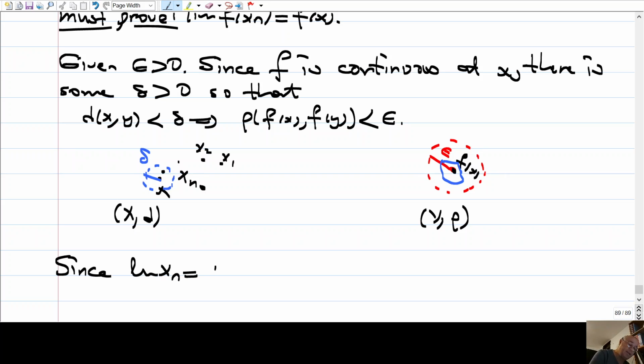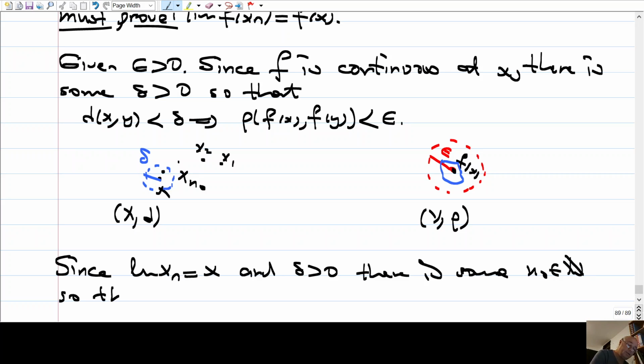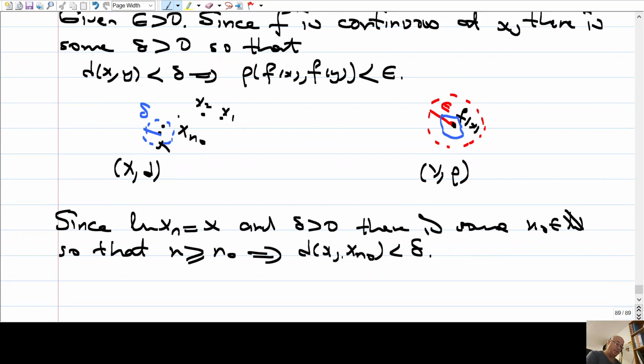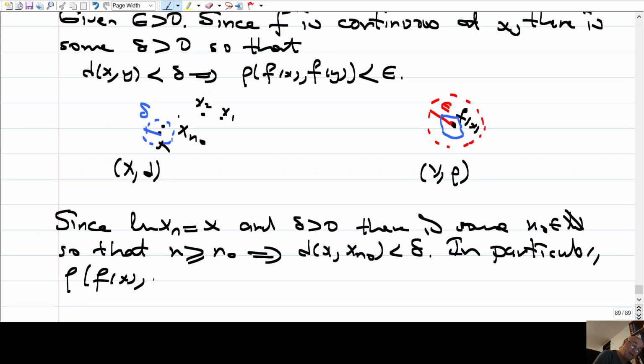Since the limit of xn is equal to x, and the radius delta is positive, there is some n0, so that n larger than n0 implies the distance between x and xn is less than delta. But if this distance is less than delta, then the distance between images is less than epsilon. In particular, the distance in Y between f of x and f of xn is less than epsilon, right?